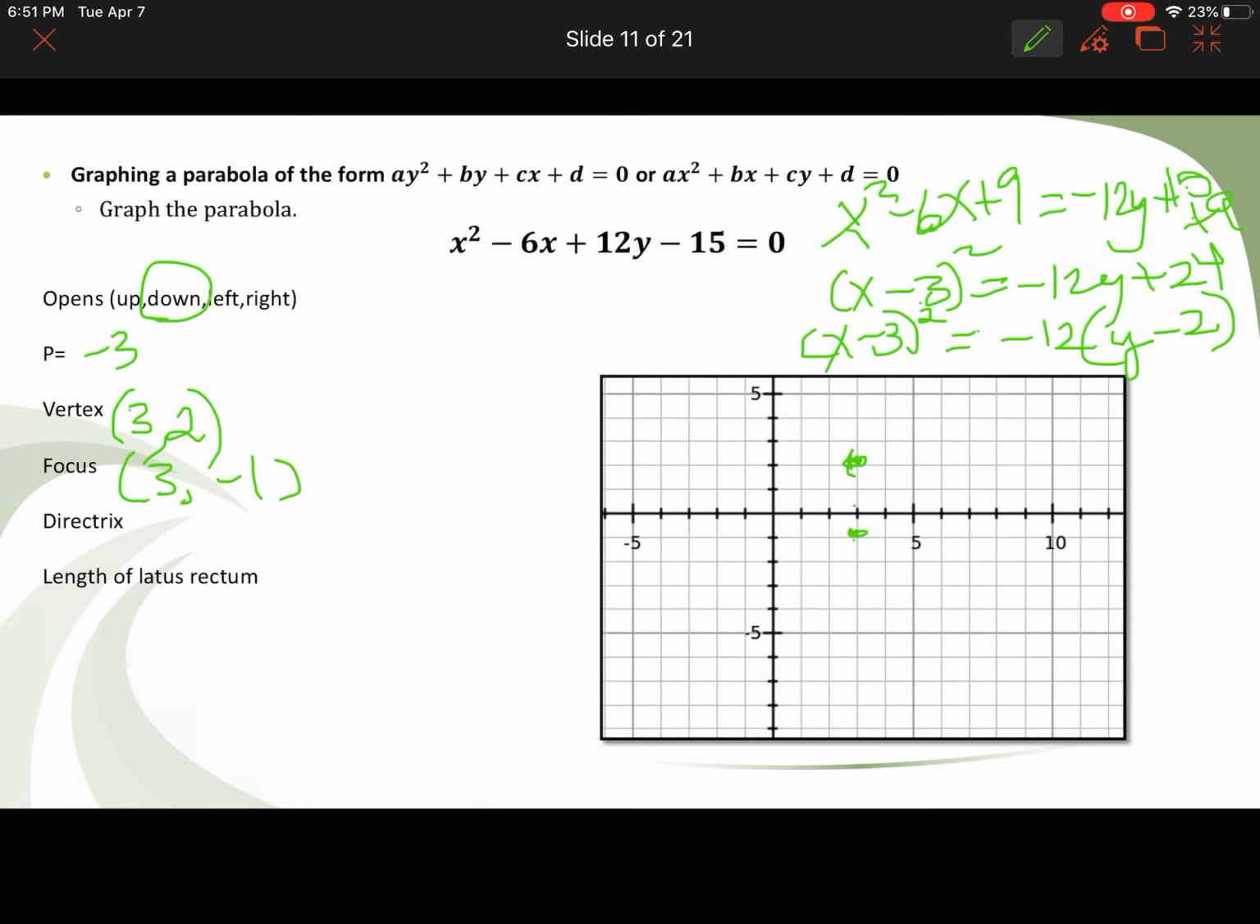That's my focus. My directrix goes the other direction, so it's going to be y. I got 2 plus 3 is going to be 5. So here's my directrix. So the length of the latus rectum is 12. So we're going to go from the focus. We're going to split the 12 in half and go 6 on one side. 1, 2, 3, 4, 5, 6. And 1, 2, 3, 4, 5, 6. And that is where we draw our, oops, okay, not exactly.